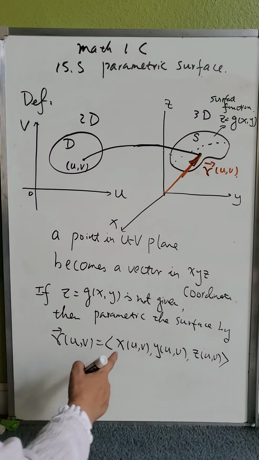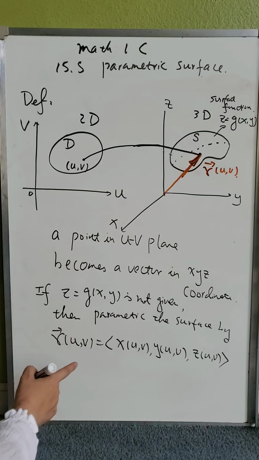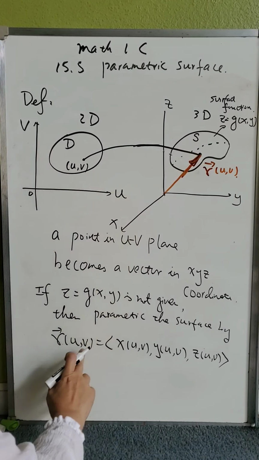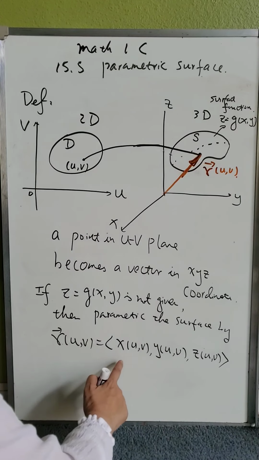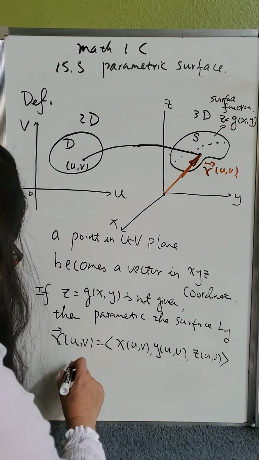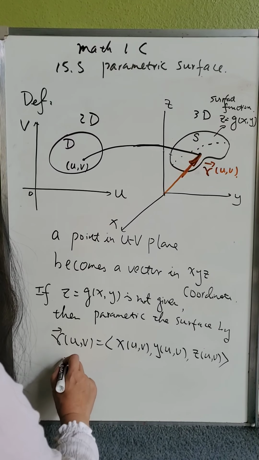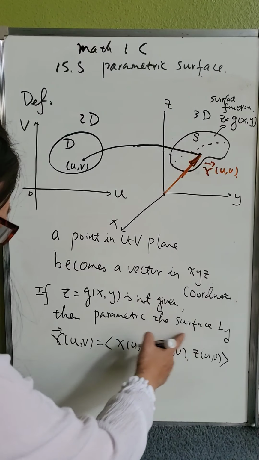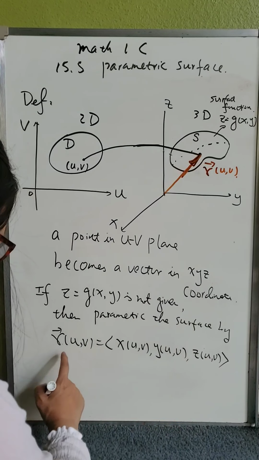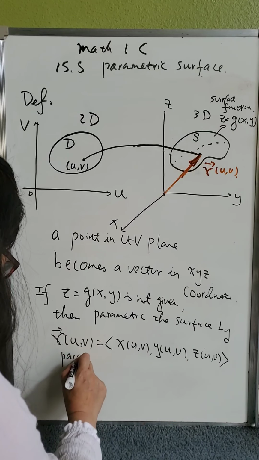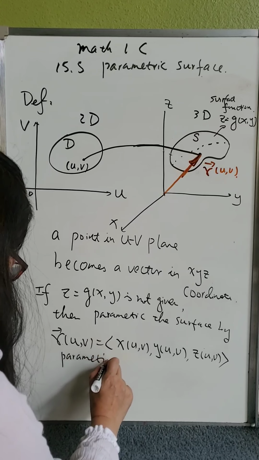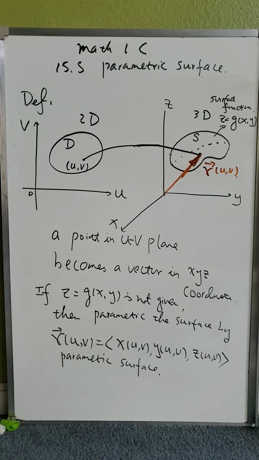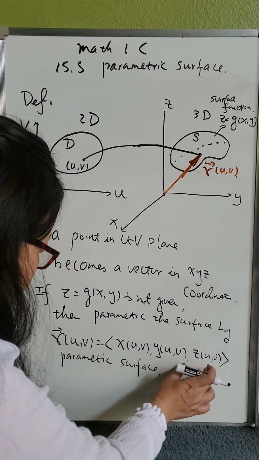Okay, this is the function UV. Someone asked, can you use another variable? You can, but we just use UV here. These are called parametric surfaces, by this vector function. This is called a parametric surface, and all these are called parametric equations.